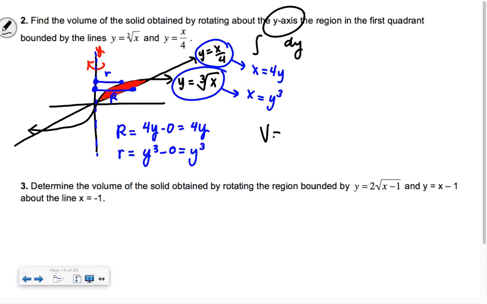All right, so our volume is going to be pi times outer radius squared minus inner radius squared. So remember, you could just write it like this, and then it's from 0 to something. You can write it like that if you have already defined what R and little r are.